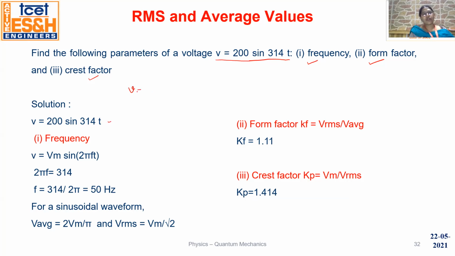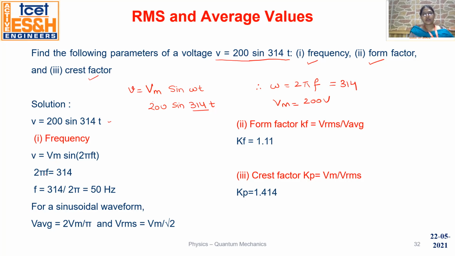As per our formula, V is equal to Vm sine omega t, whereas omega is equal to 2 pi f. Clear? If you equate this with 200 sine 314t, it means 314 is nothing but omega, and Vm is 200 volt. So Vm is 200 volt.